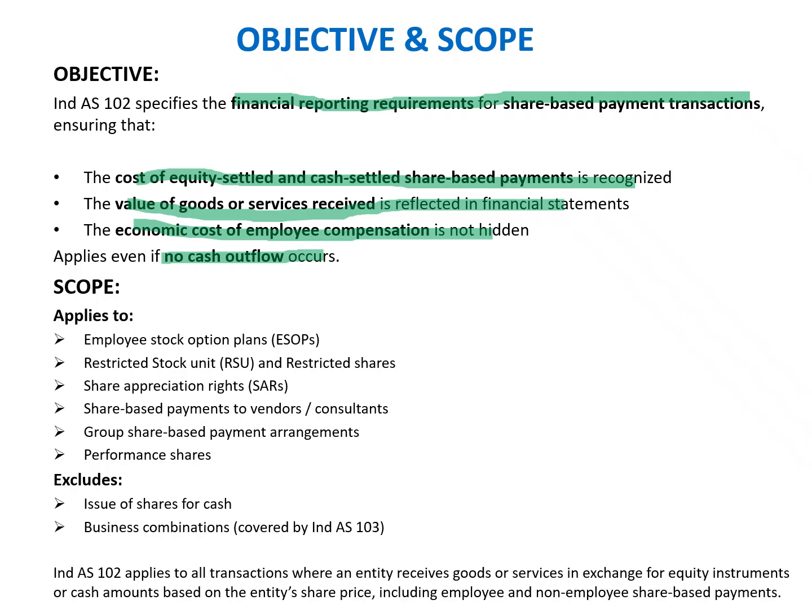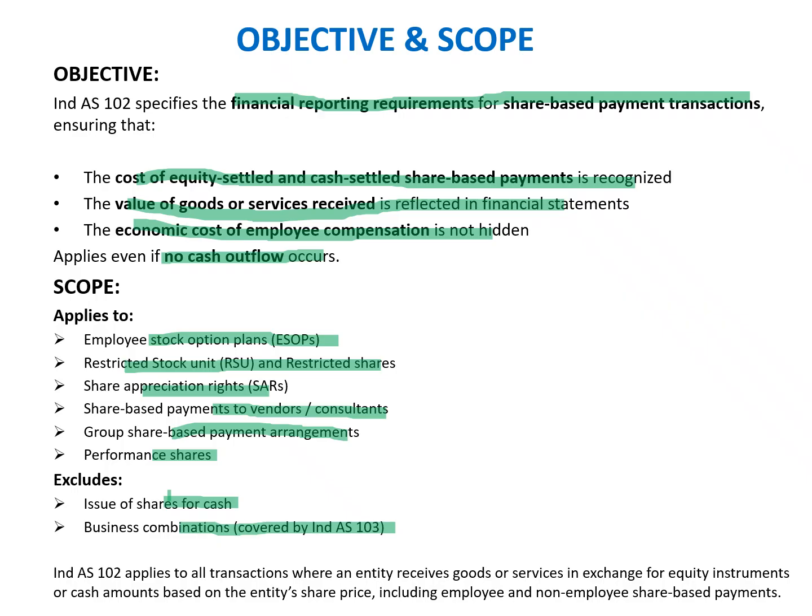Now, when we look at the scope, it applies to employee stock option plans, ESOPs. It applies to restricted stock units, which is RSU, and restricted shares, share appreciation rights, share-based payment to vendors, consultants, group share-based payment arrangements, and performance shares. What it excludes is the issue of shares for cash, which is like a normal issue of shares, and business combinations. So basically, during acquisitions, when we are issuing shares, that is a different treatment altogether.